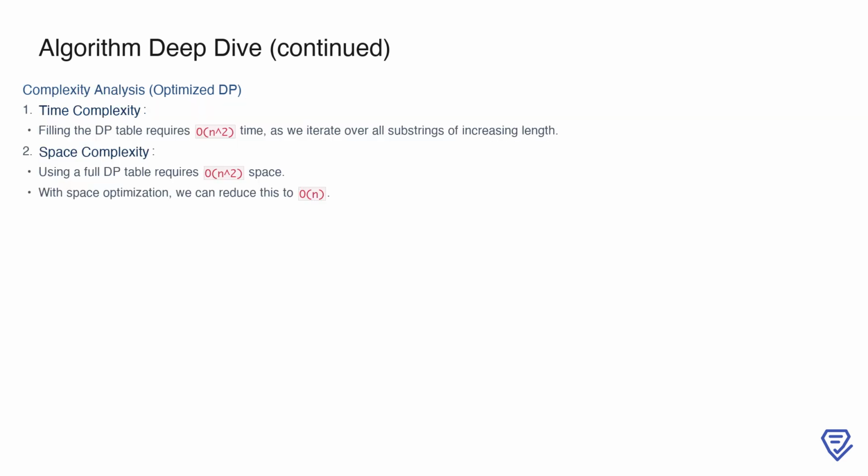Analyzing the complexity of this optimized dynamic programming approach, the time complexity is O(n squared), because we iterate through all substrings of the input string, and for each substring, we perform a constant amount of work. The space complexity depends on the implementation. A full DP table requires O(n squared) space, but with space optimization, this can be reduced to O(n) by maintaining only 2 rows. This trade-off makes the approach highly efficient for practical use. By leveraging the recursive nature of palindromes and the principles of dynamic programming, we can solve the problem within feasible time and space constraints, even for relatively large strings.